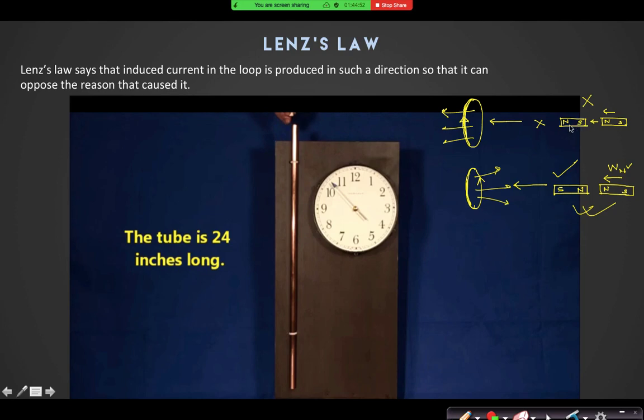So whenever you have to find the direction of current, you can assume the north pole and south pole, or you can see what is the reason the current is produced. It will oppose the reason. For example, let me check your understanding. If there is a coil, let me draw a circular coil. The coil lies in the plane of the paper, right?